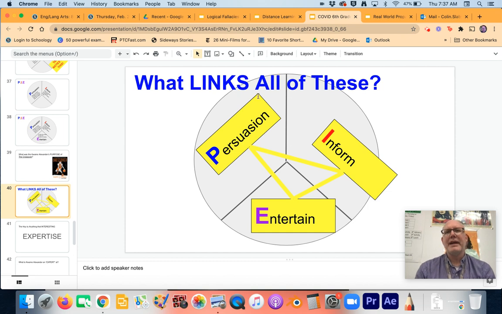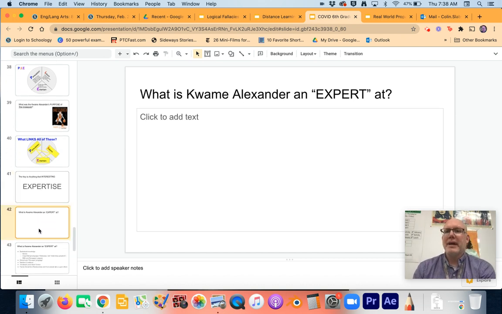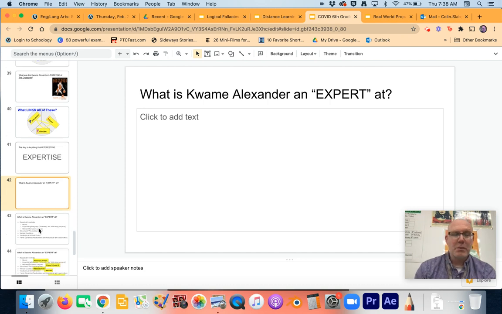So they all really end up linking because here's the deal. They link because Kwame knows what he's talking about. So don't write this down, but this is all about expertise. You cannot be interesting unless you're somewhat of an expert on something. So for an example, what is Kwame Alexander an expert at?